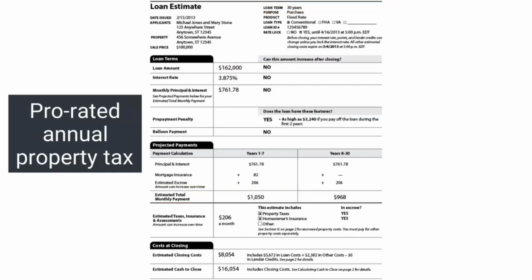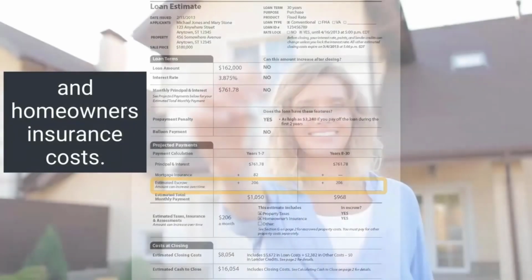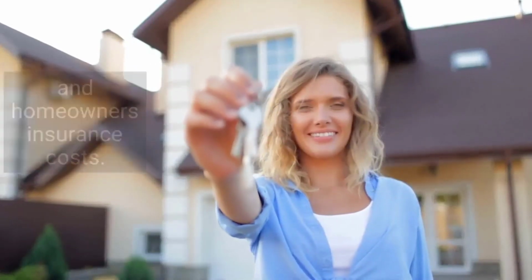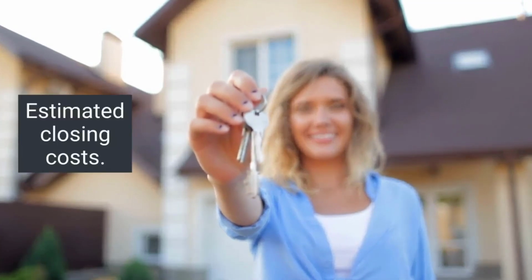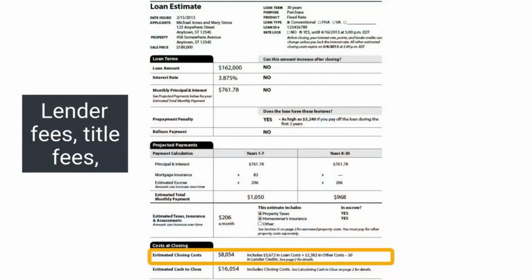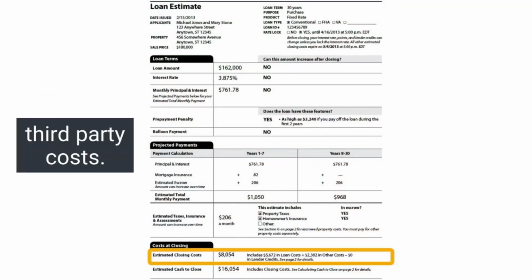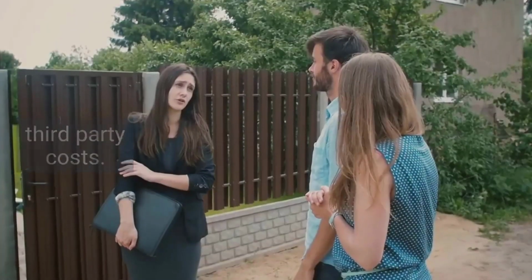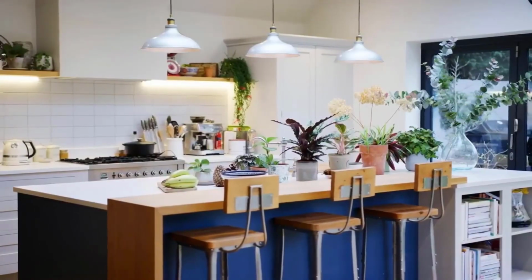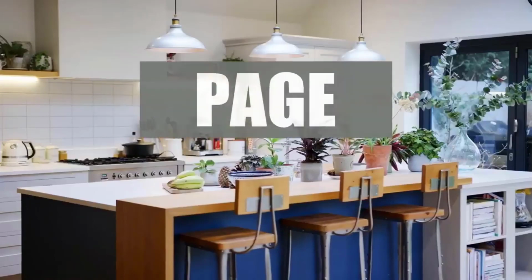Your escrow account information, which includes your prorated annual property tax and homeowner's insurance costs. Your estimated loan closing costs, including your lender fees, your title fees, and whatever third-party costs apply. While it's important to understand all the terms of your loan estimate, there are a few key sections you'll want to pay special attention to.